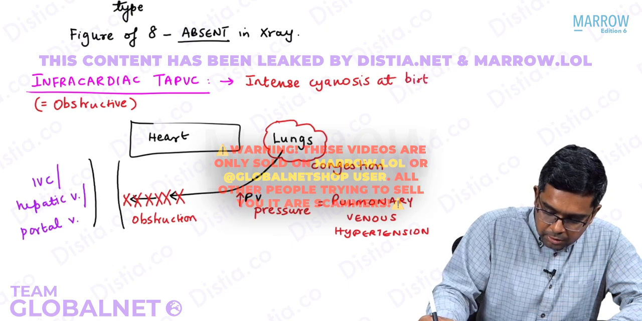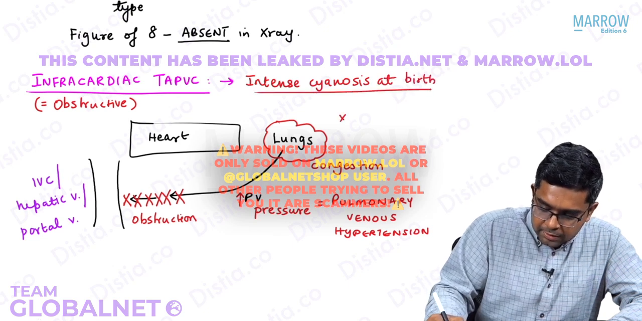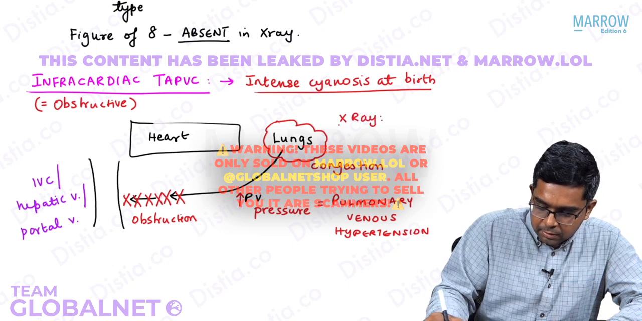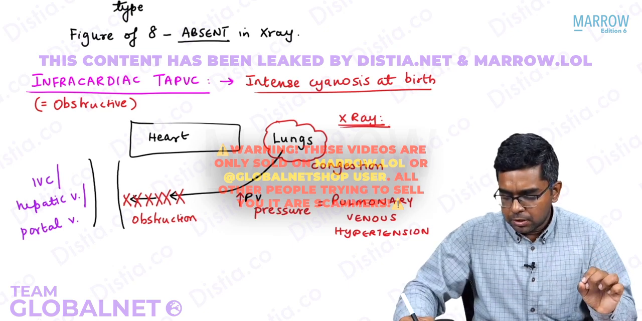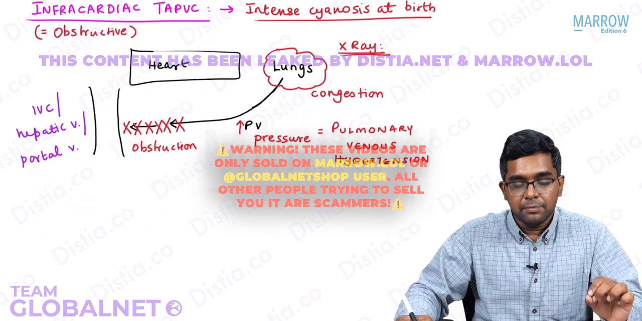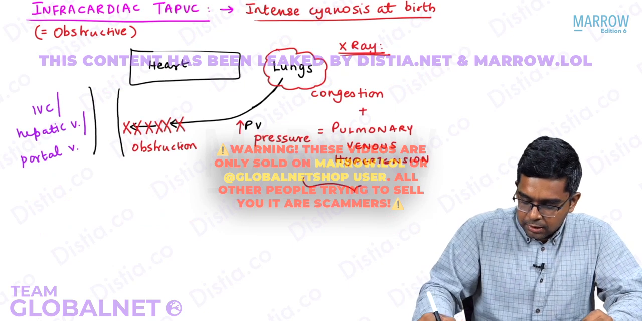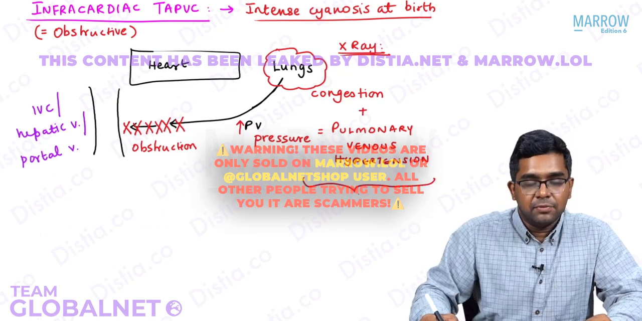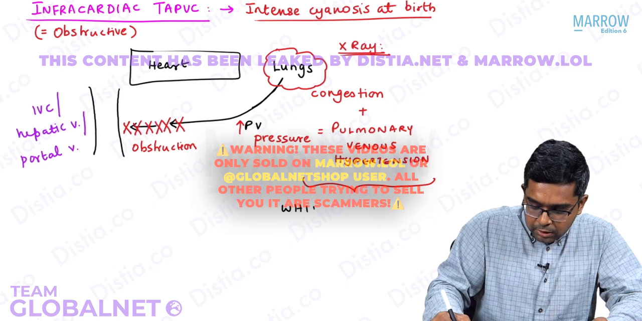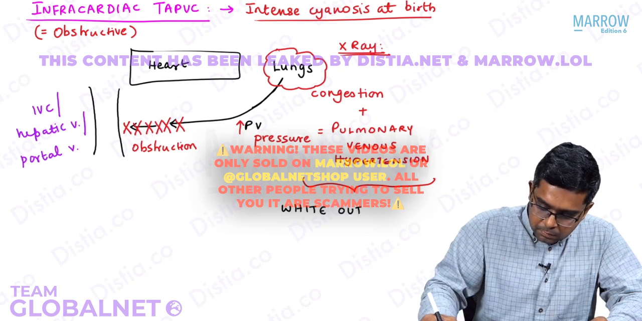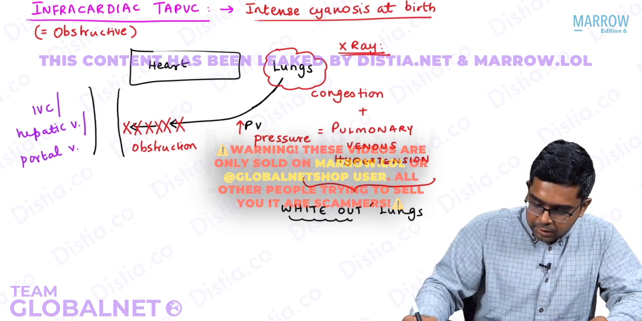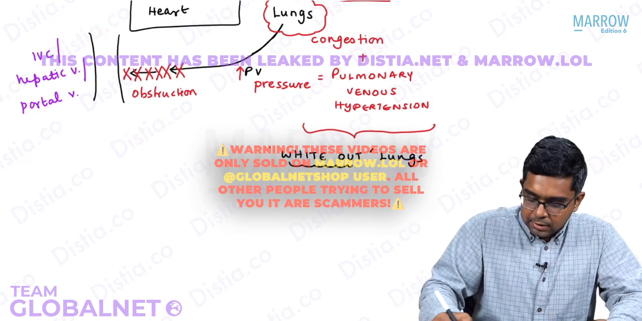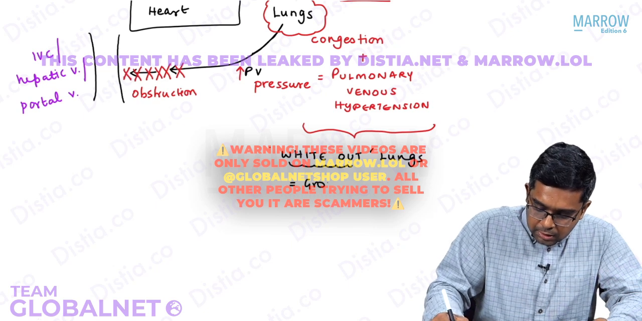Very, very important point. And if you take the X-ray in these children, how does it appear? Due to the combination of extreme congestion inside the lung as well as pulmonary venous hypertension, you will get fully white colored lung fields or white out lungs. That is a classical X-ray picture of TAPVC. White out lungs is also called a ground glass appearance of the lungs.